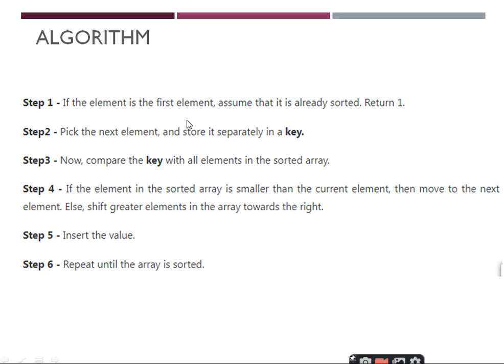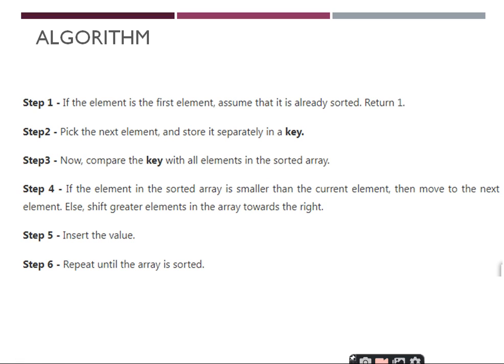First, if the element is the first element, assume that it is already sorted, so you'll simply return; nothing doing here. Then we pick the next element and store it separately in a key. Now compare the key with all the elements in the sorted array. At the first time we are inserting the element, we are assuming it as already sorted and keeping it in the sorted list. Next time we take the next element and store it as a key.